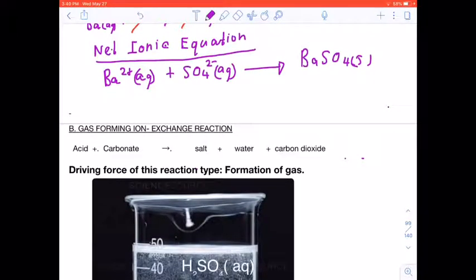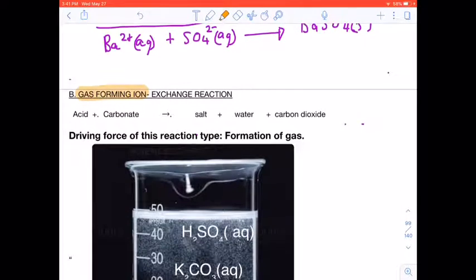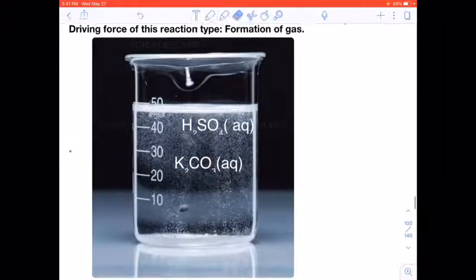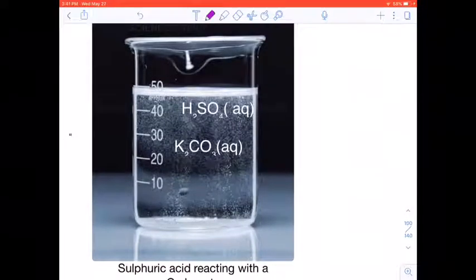Right, now let's look at a gas forming ion exchange reaction, and the one we're going to look at is an acid plus a carbonate gives us salt plus water plus carbon dioxide. Right, so if we look at this here now, we have sulfuric acid here, and we've got potassium carbonate, right?